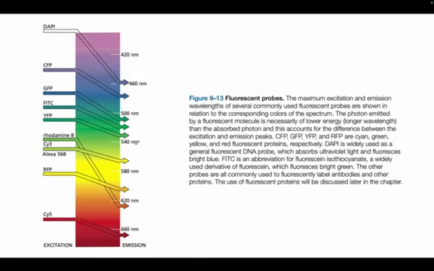So here's an example of some of the fluorophores that we talked about earlier. They'll have excitation in the blue range, emission in the green range. But we can also have fluorophores which are red, blue, yellow, and so on. So there's a whole range of fluorophores that we can use for different applications.